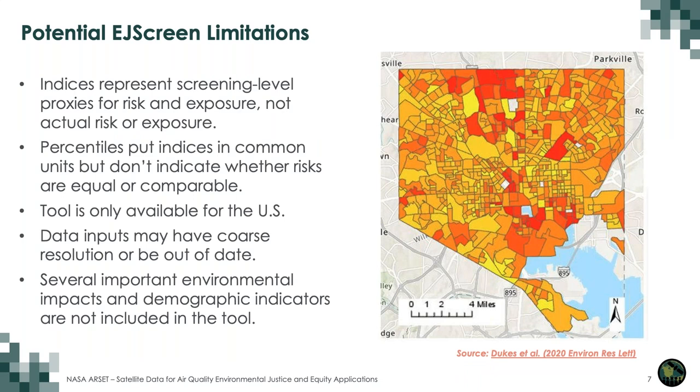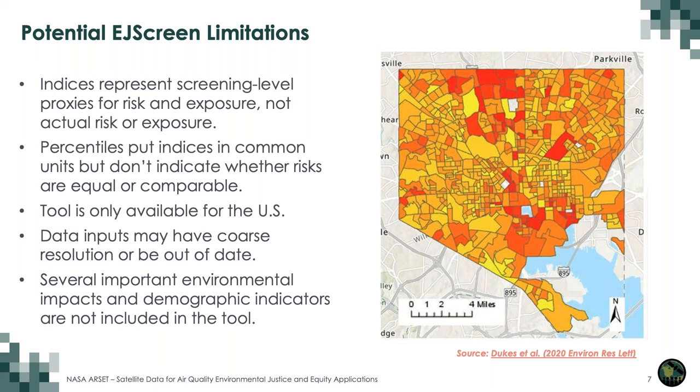Now, no tool is perfect, and I want to spend a little time describing some limitations and omissions related to EJScreen and how they relate to this training's focus on satellite data. First, EJScreen indices represent screening-level proxies for risk and exposure, and not actual risk and exposure. As I mentioned earlier, the unit of EJScreen's indices is percentiles. And while these percentiles provide a useful perspective and put the indices in common units, they just tell us whether scores are equally common or equally rare. And they don't really mean that 2 different risks that might have the same percentile score are actually comparable.